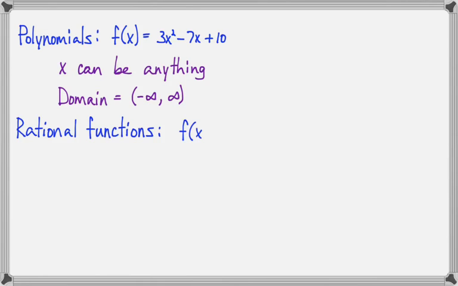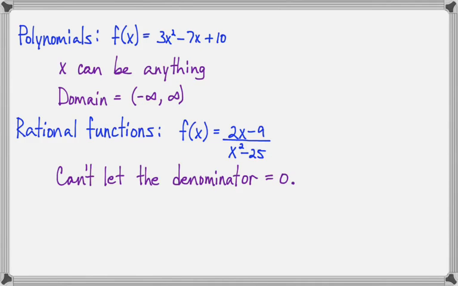Now for rational functions, it gets maybe a little more involved. We have here 2x minus 9 over x squared minus 25. Well, you'll remember from when we studied operations on rational functions, adding and subtracting, multiplying and dividing, that we cannot allow a denominator to equal 0. So in this case, we need to factor this denominator to figure out what makes it equal 0.